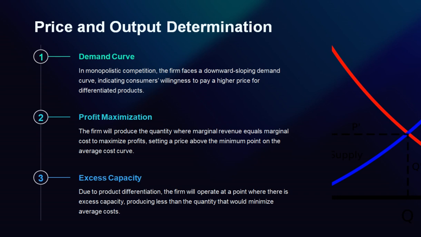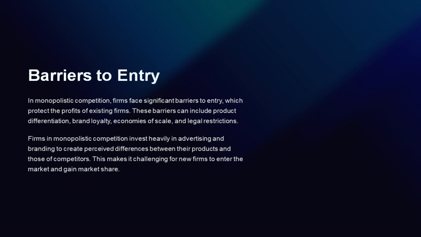Setting a price above the minimum point on the average cost curve. Excess capacity due to product differentiation: the firm will operate at a point where there is excess capacity, producing less than the quantity that would minimize average cost. Barriers to entry. In monopolistic competition, firms face significant barriers to entry, which protects the profits of existing firms.